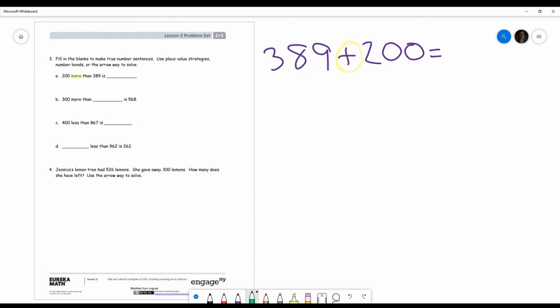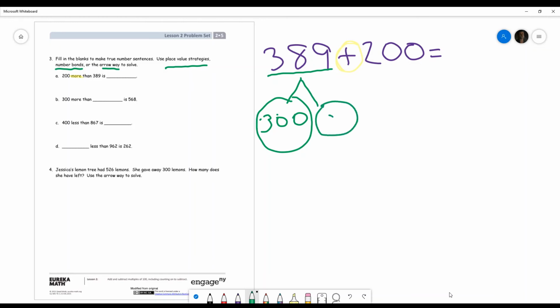Now it says we can use place value strategies, number bonds, or the arrow way. So let's do a number bond because that seemed a little bit hard when we went over that in class. So let's practice that. Now a number bond is when you take a whole number, this is the whole number, and you're going to break it up into parts to make it easier to add. So if I have a number that's 389, it has a hundreds, a tens, and a ones place. The easiest thing to do would be to break it up. So break up the hundreds. So that's 300. And then we have 89 left.